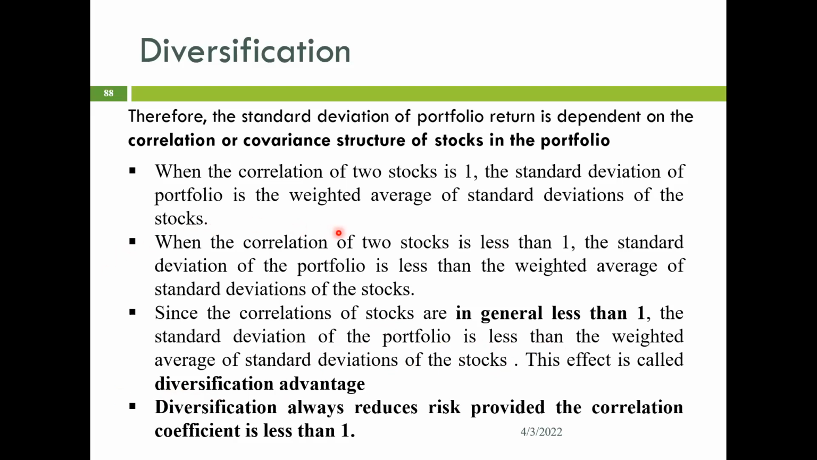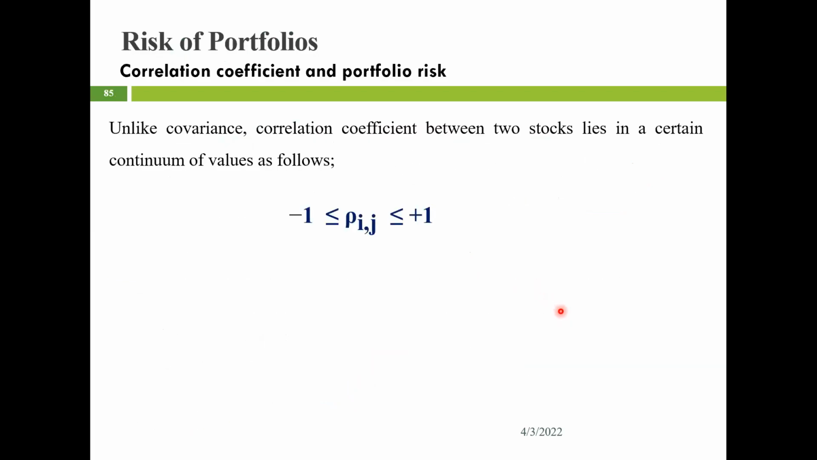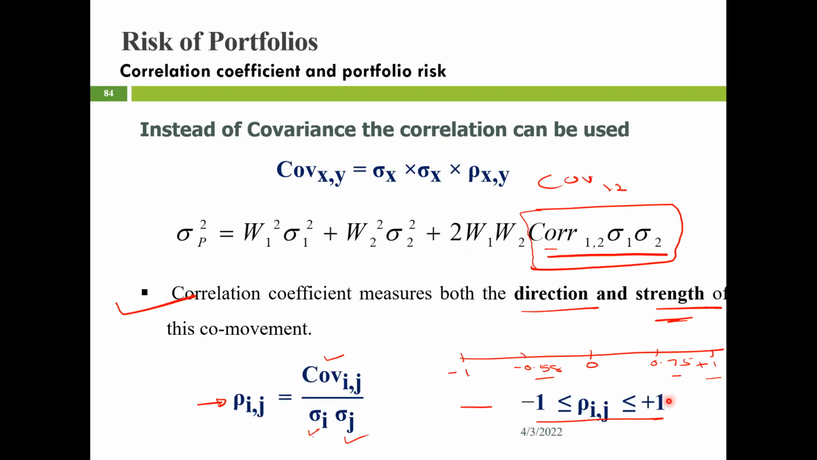So normally you know that correlations lie between -1 and +1. If it is +1, actually there is no diversification impact. Correlation coefficient is +1, perfectly positive, no diversification effect. Simply, portfolio risk is equal to the weighted average standard deviation. But normally correlation coefficients are somewhere in here, not on the extreme side, -1 or +1.